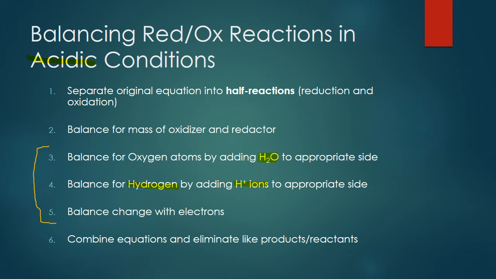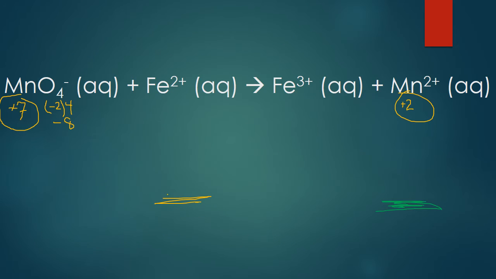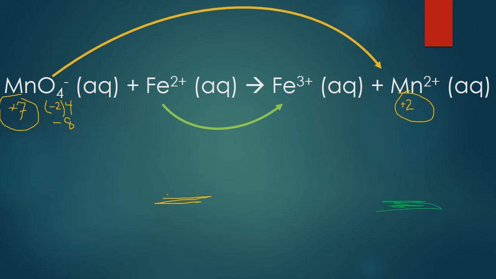Then we're going to balance the charges with electrons, and then we're going to combine those equations and eliminate any like products or reactants. Let me give you an example and walk through it. Let's say we've got this following redox reaction. Permanganate ion reacts with iron 2 ions to create iron 3 ions and manganese 2 plus. We can see that there are two parts of this reaction. There's the reduction and there's the oxidation.